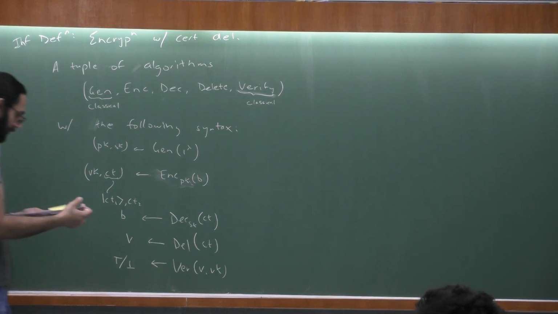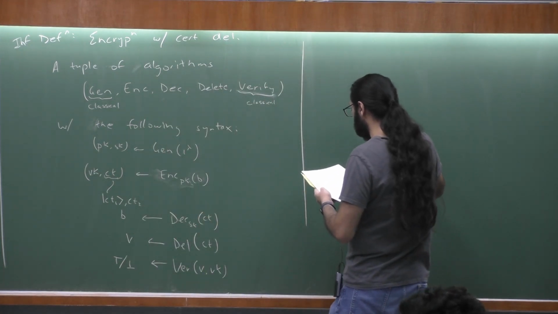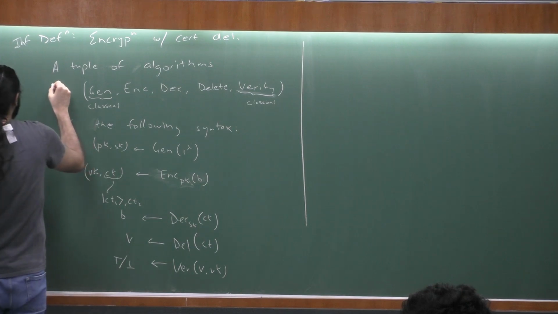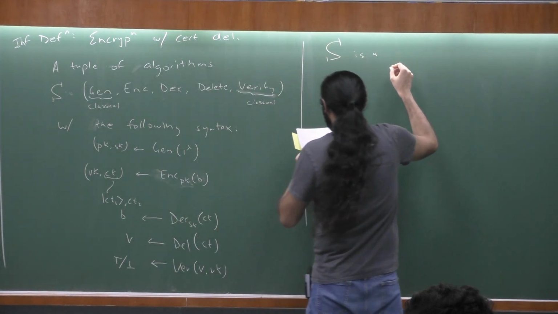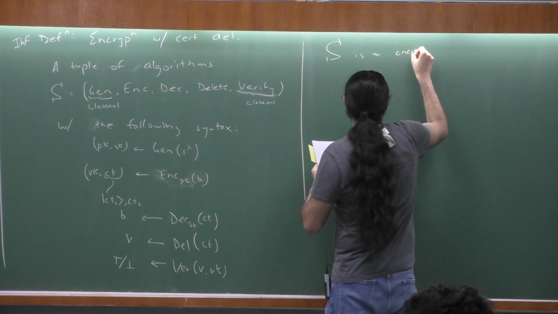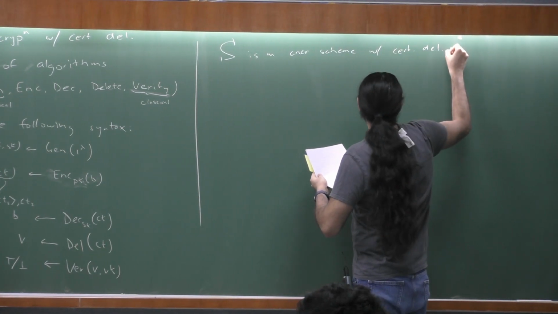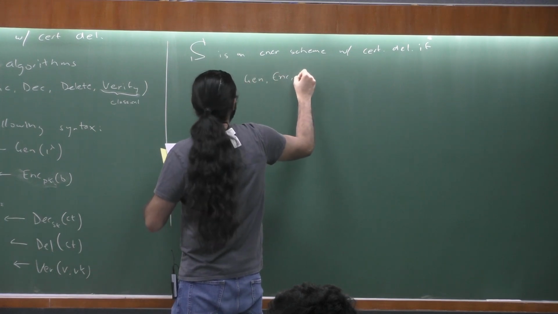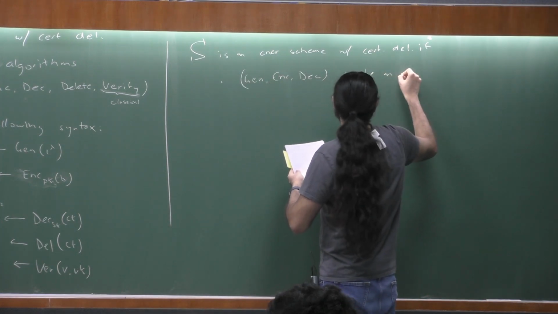And what do we want? What are the properties we want? The first thing we want is that, with this syntax, this tuple, let's call it S, for scheme, S is an encryption scheme with certified deletion if, first of all, we want Gen, Enc, Dec to be a valid encryption scheme.